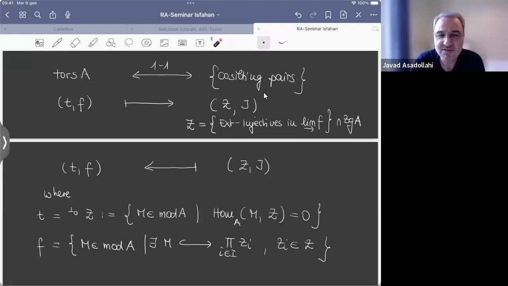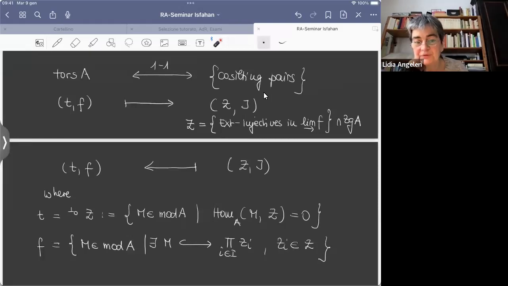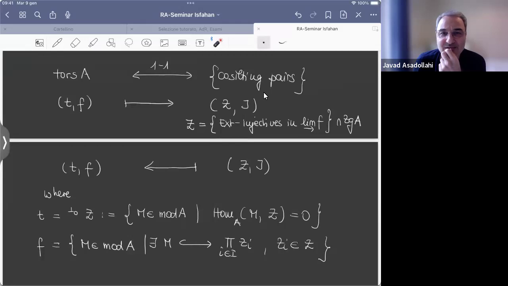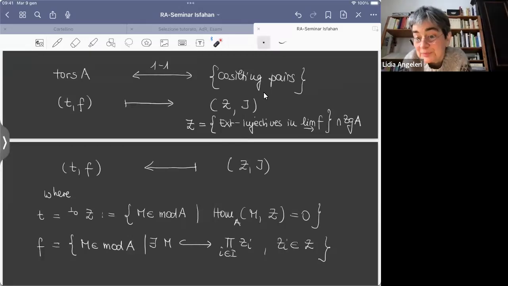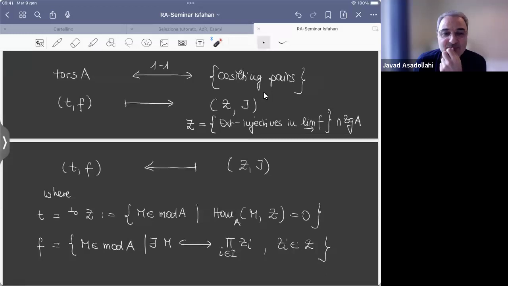So does it make sense to think about a dual theory of co-silting theory in large module categories using flat modules and flat covers? We have not thought about it, but it could be an approach, because then you don't have to bother about the existence of projective covers and so on. But I have not thought about it. Thank you very much.